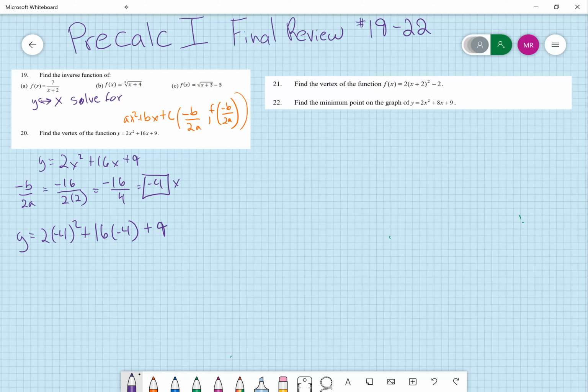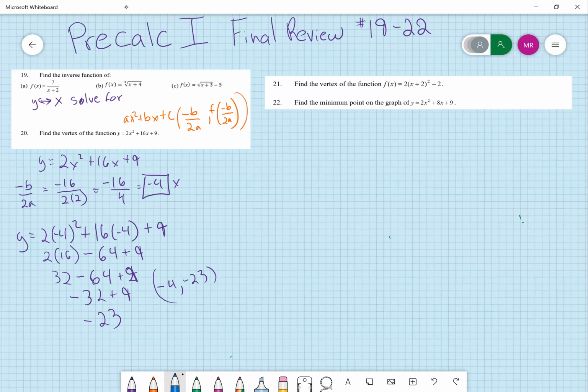Negative 4 squared is 16. So we get 2 times 16, and 16 times 4 is negative 64, plus 9. 2 times 16 is 32, and 32 is half of 64, which makes it a little nicer. So we get negative 32 plus 9, or negative 23. So the vertex of the function is at negative 4, negative 23.